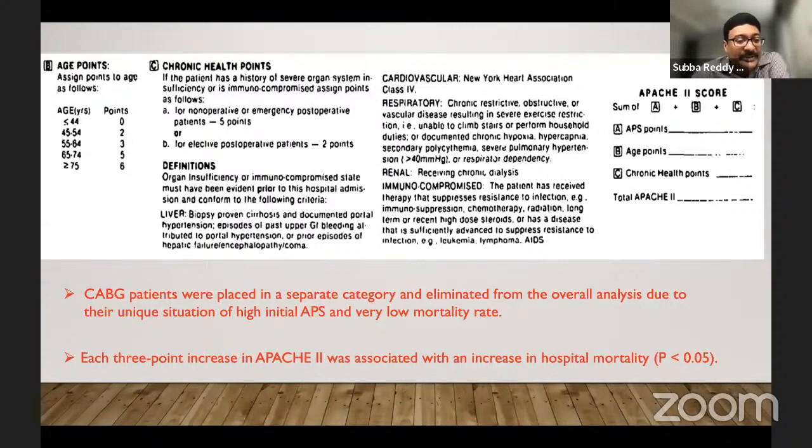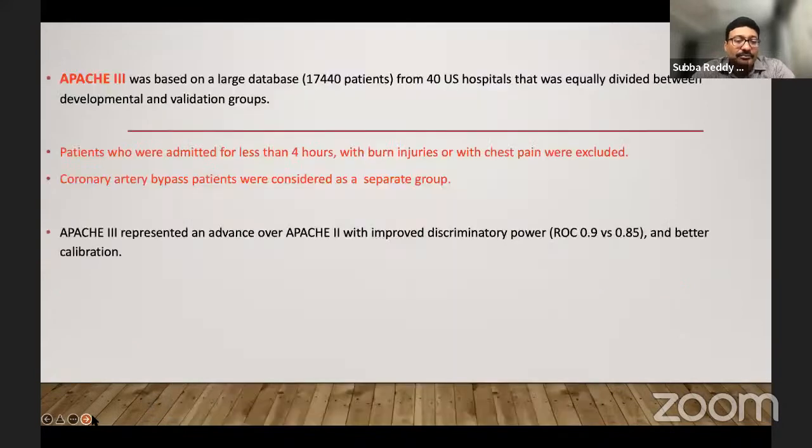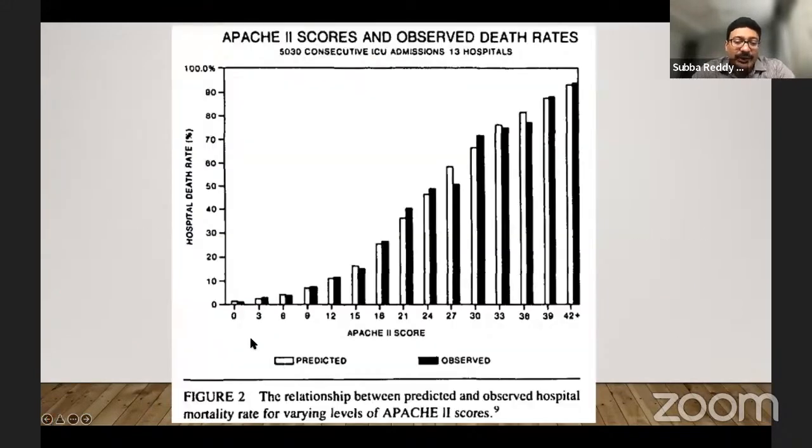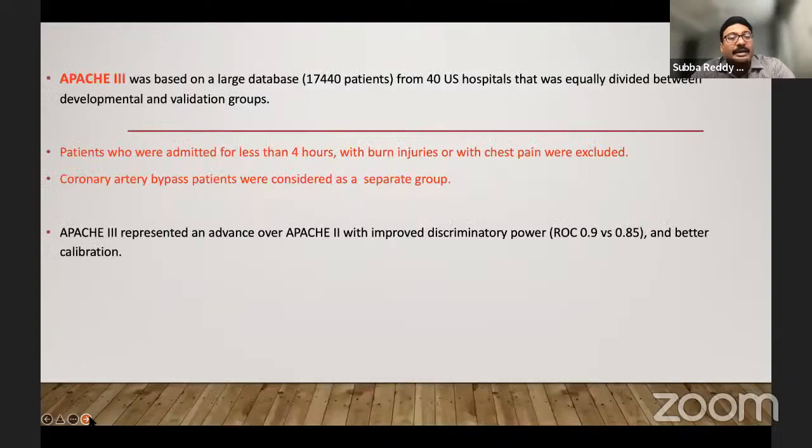So the cardiac surgery patients were excluded from all these scoring systems, and they have a separate scoring system. Each 3-point increase in Apache 2 was associated with an increase in hospital mortality, so it is significant. If you look at this table, the predicted mortality and observed mortality are almost the same. So the specificity is good with the Apache 2 scoring system, and they took nearly 5,000 patients in Apache 2.